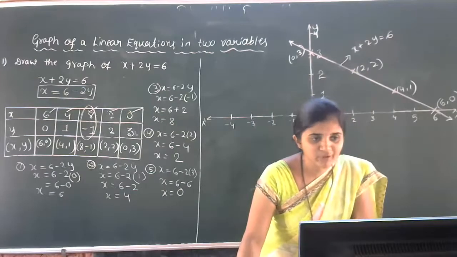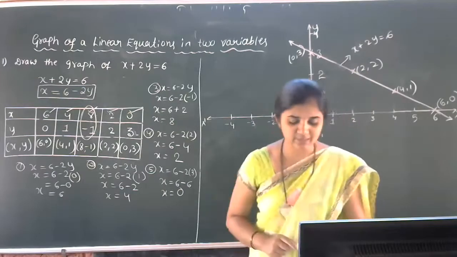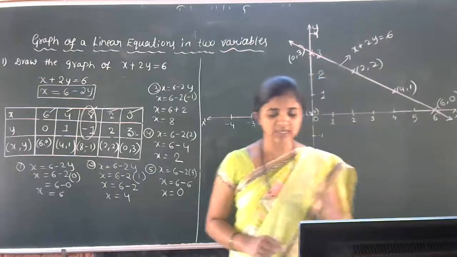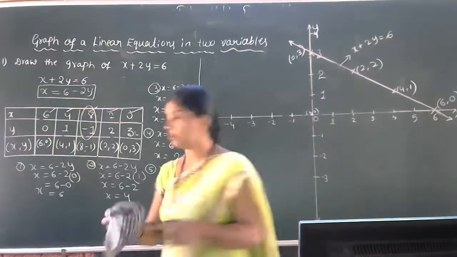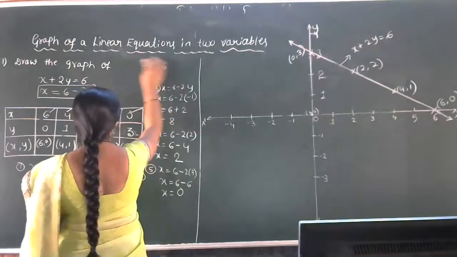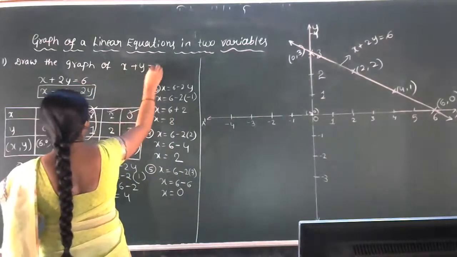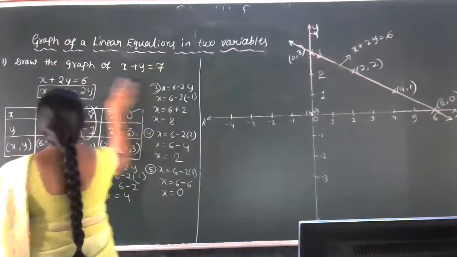Can we solve one more problem now? Yes, now let us work out one more question. The next question is, draw the graph of x plus y is equal to 7. So we'll work out one more problem. x plus y is equal to 7.